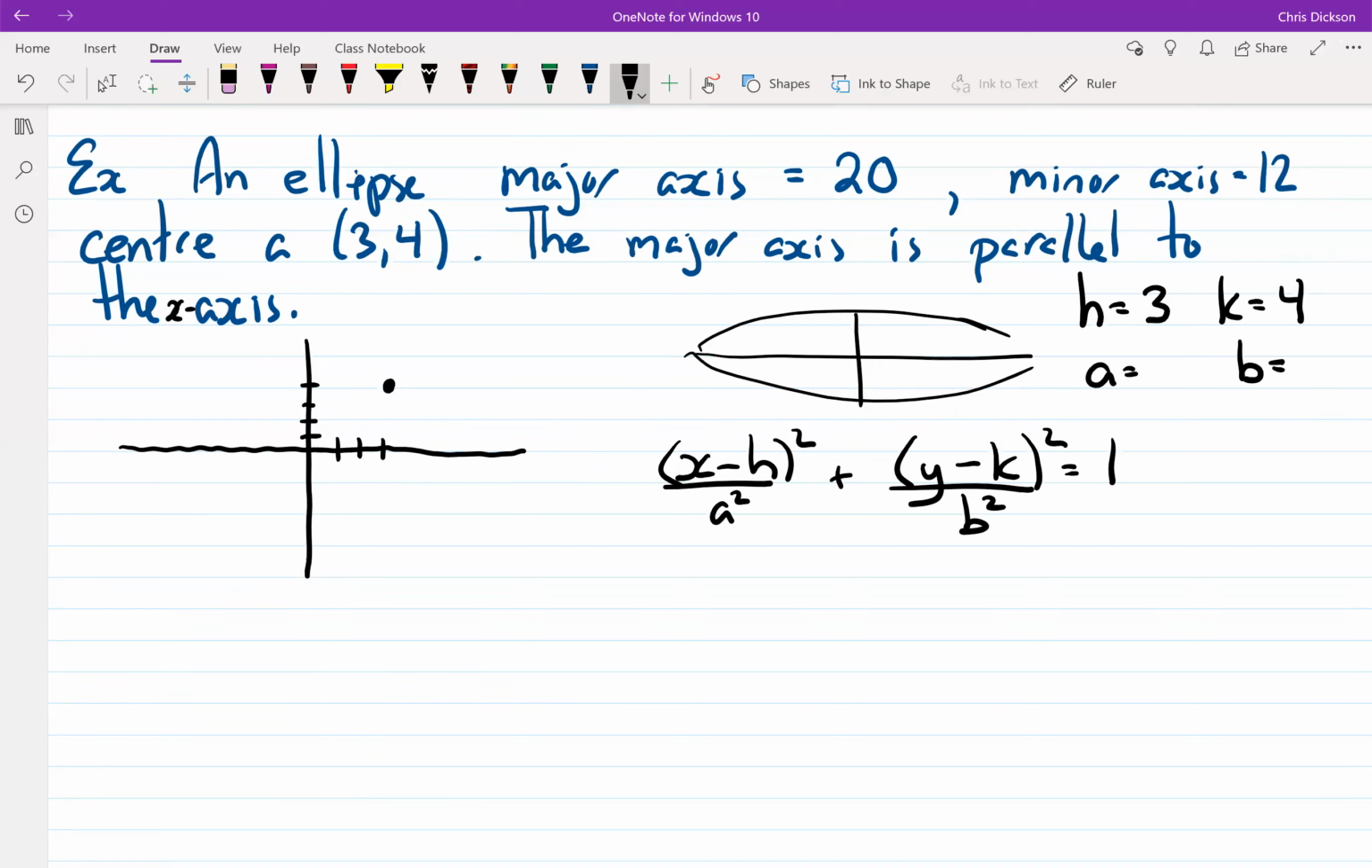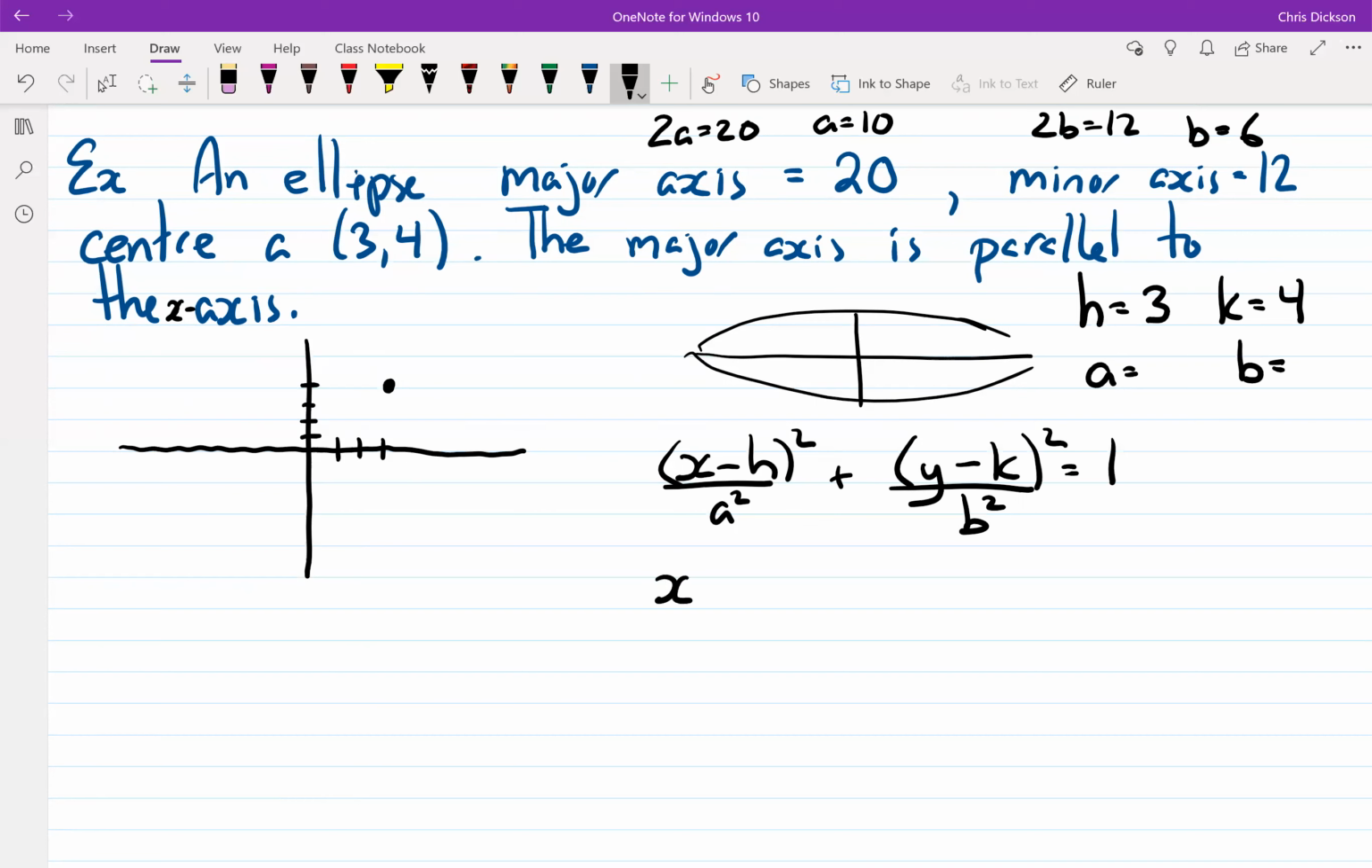So I already know 2 numbers right away. Now the major axis was 2a, so 2a equals 20. So a would equal 10. And of course, 2b is the minor axis, and that equals 12. So b is equal to 6. So that's fairly easy, actually. So let's plug the numbers in.